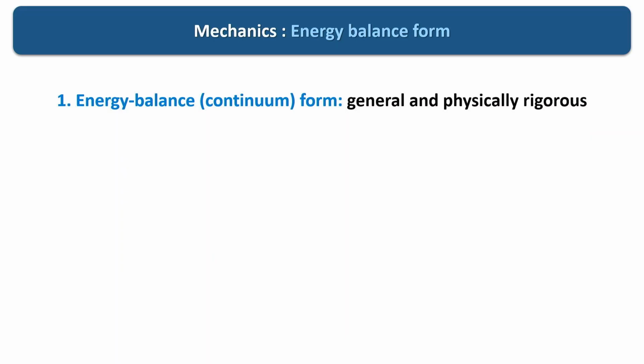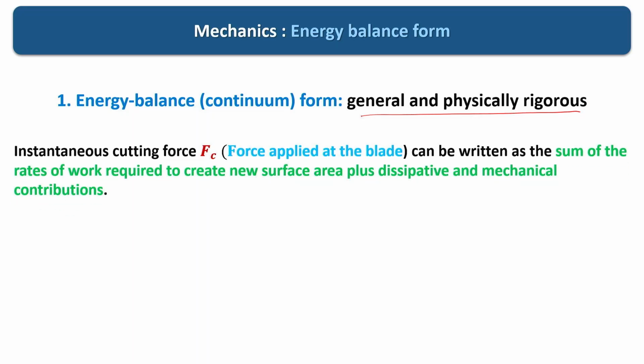First, let us understand the energy balance form. In the energy balance model, which is the continuum form, general and physically rigorous as we have mentioned, the instantaneous cutting force F c, which is the force applied by the blade, can be written as the sum of the rate of work required to create new surface plus dissipative and mechanical contributions. So, we can divide the cutting force into different components. Let us understand in detail here.